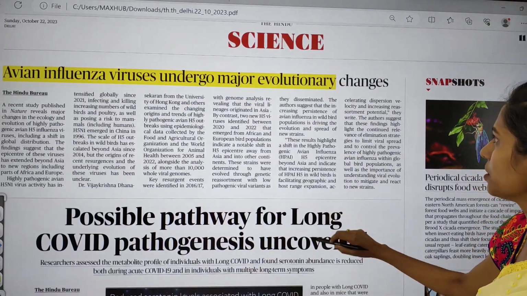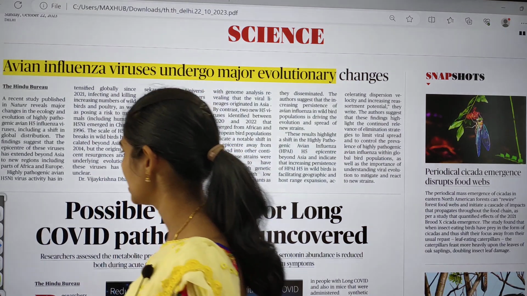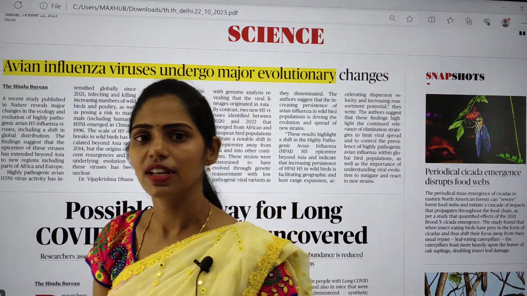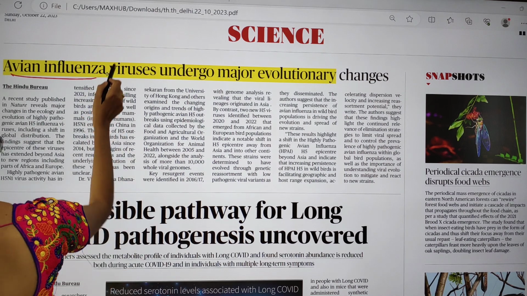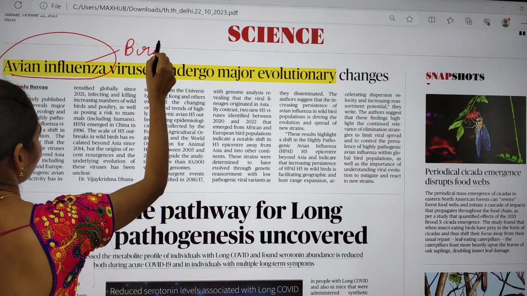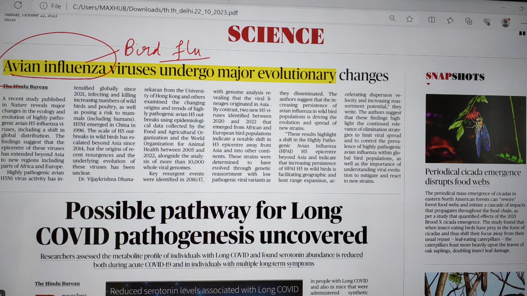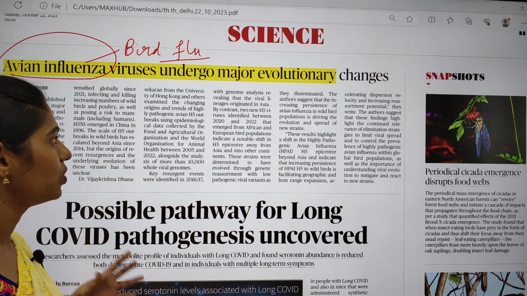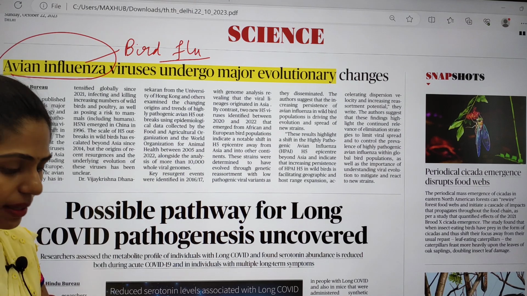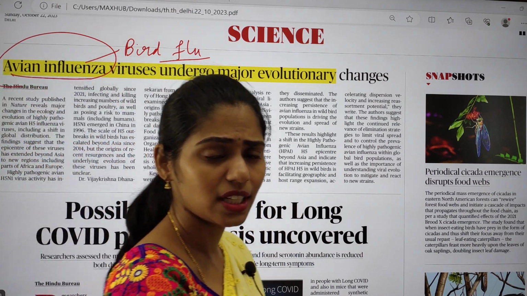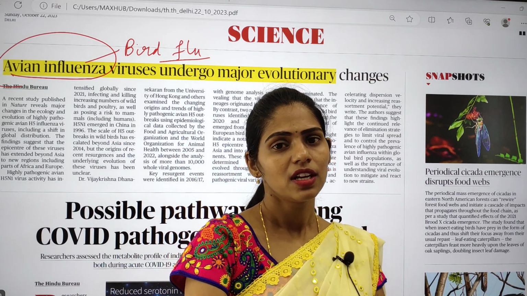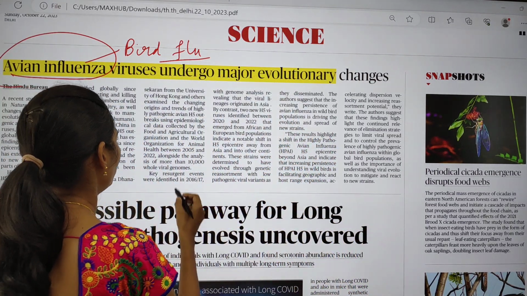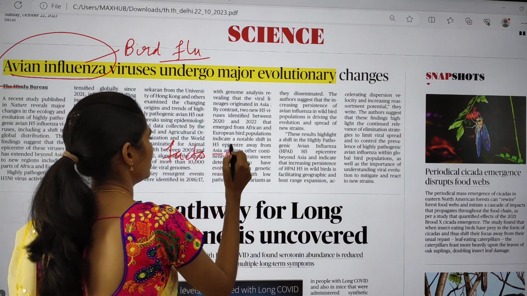And this page is nothing much important. In the science page you can see some articles, and these are important from your science and technology as well as environment and ecology point of view. So the first topic is avian influenza viruses undergo major evolutionary changes. Avian influenza is also called bird flu. So this virus is undergoing some evolutionary changes. That means earlier this bird influenza used to be present in Asia only, but now it is spreading to other continents as well. So this is one cause of concern, right? And here you have to focus on some basic facts regarding avian influenza.